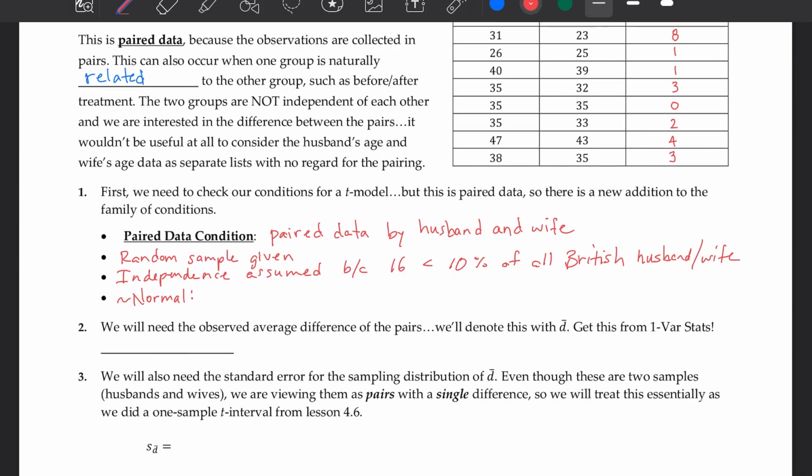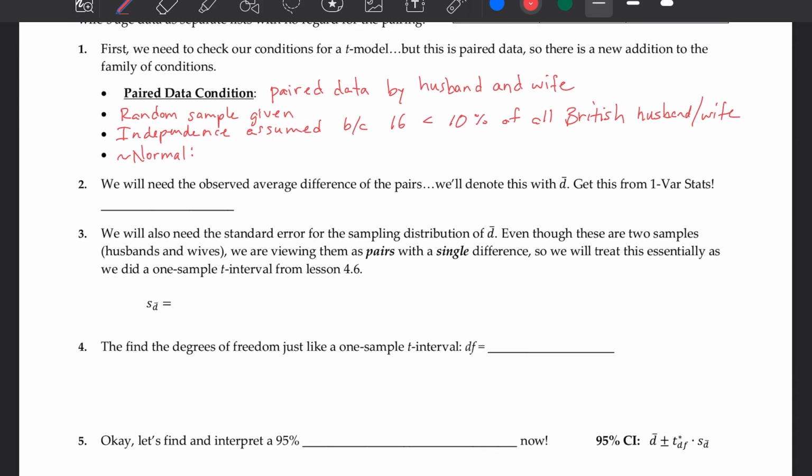All right, so when we're doing this, we need to look at the observed average difference of the pairs. We've taken all of our data and created it in terms of differences. Instead of two different samples, we're dealing with one sample, the difference of ages, husband minus wife, which we are going to call D bar. Instead of X bar, D bar, D for difference. We're going to find the average of those 16 differences in the table. To do it, you're going to want to use your calculator. You could add them all up and divide by 16 if you wanted to, but remember your 1-Var Stats in your calculator can find this plus other very useful stuff for us in just a moment. So go ahead and pause the video and do that on your calculator and we'll come back.